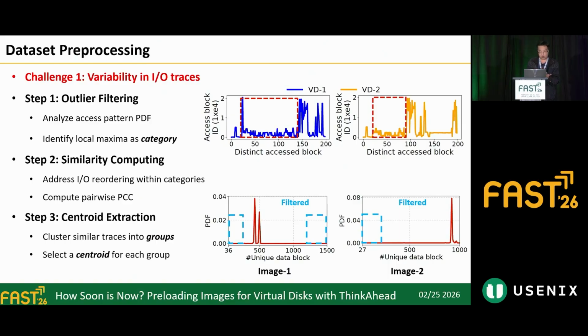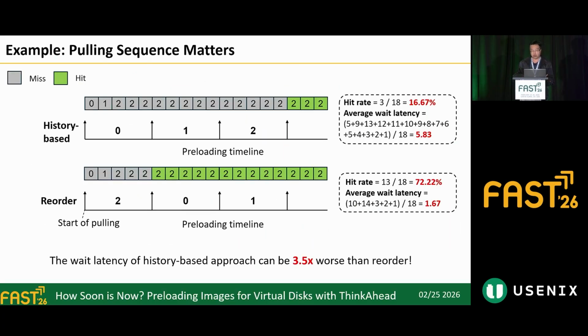And we also select one centroid within each group so that later on we can monitor whether the actual trace sequence has deviated a lot from this centroid, which implies that it has deviated a lot from this group. So now we have this group of trace sequences. The next step is how we use these trace sequences to determine the pooling sequence.